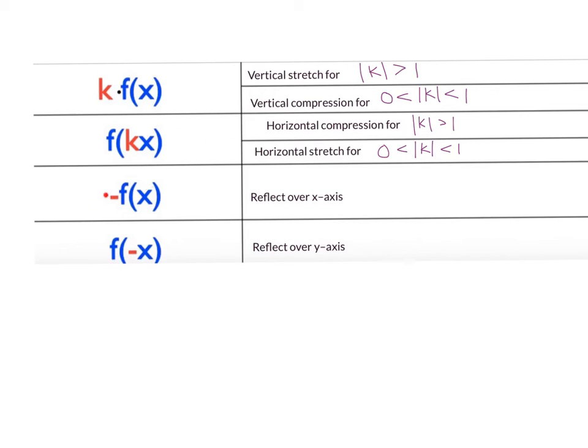Okay, and then these ones are a little bit easier. If the negative sign is out front, it's going to flip it over the x-axis. If you take the opposite of the entire function, it reflects over the x-axis. And if you only take the opposite of the x value, it's going to reflect over the y-axis. So please make sure you have those rules down.